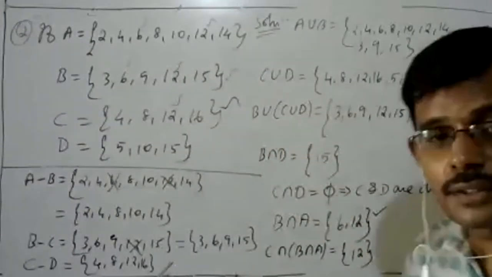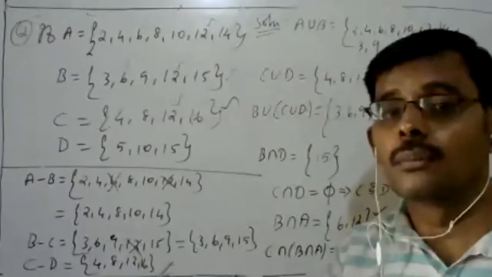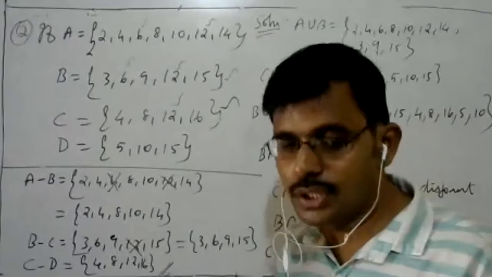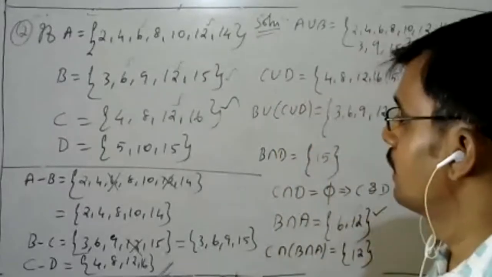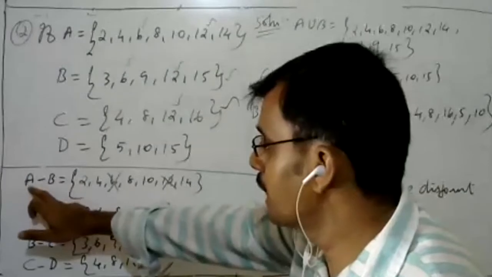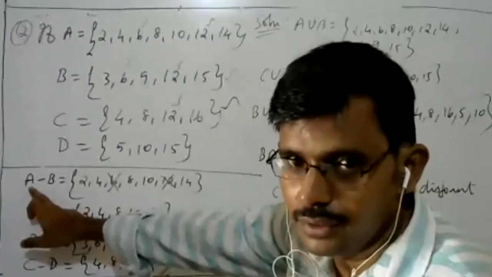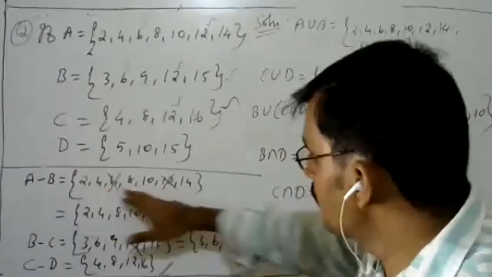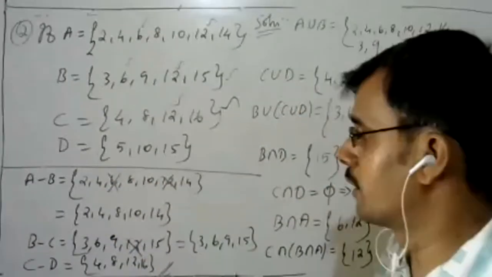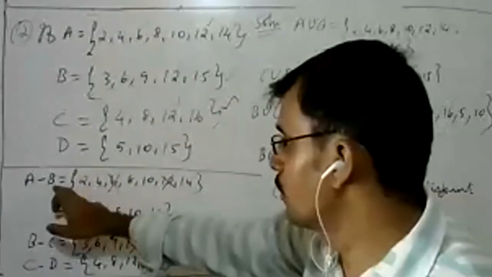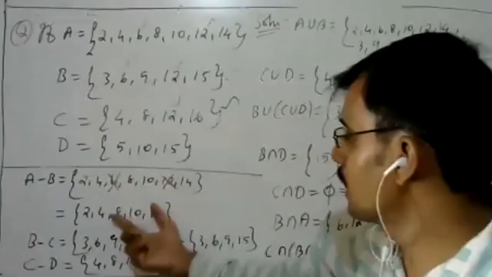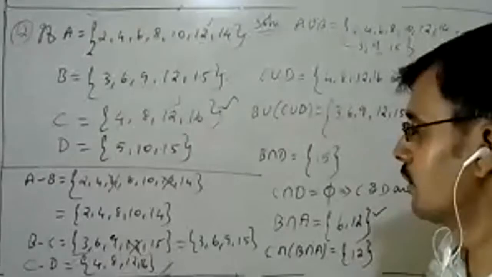We have discussed everything in our previous class also, but we are doing some more exercise problems. Are you okay about that? A minus B means write all the elements of the first set, and remove those elements that are present in the second set. 6 is present in B, 12 is present in B, so remove those. The remaining is your answer for A minus B.